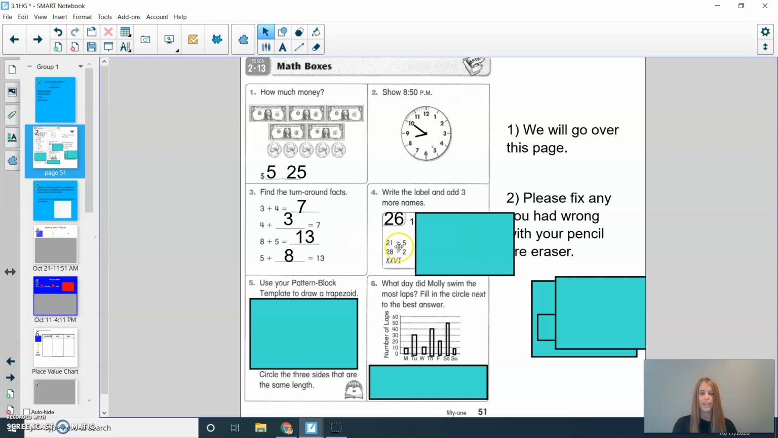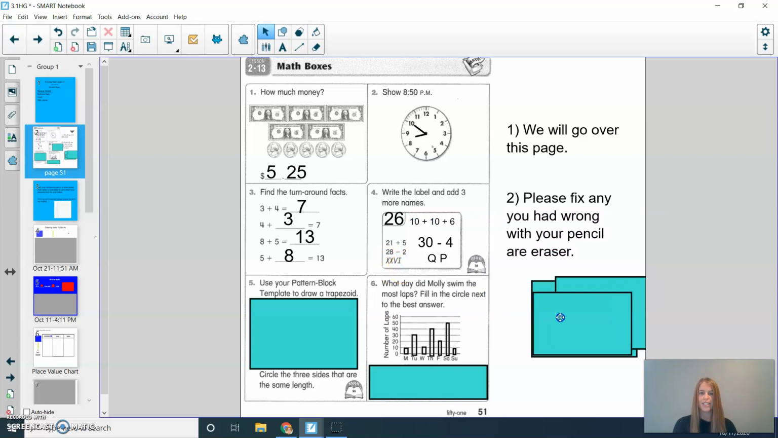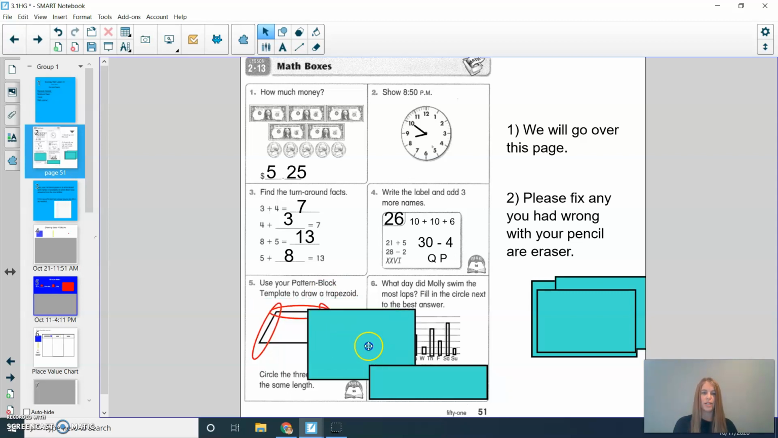For question 4, write the label and add 3 more names. They gave us 21 plus 5, which was 26, 28 minus 2, which was 26, and then they also gave us the Roman numeral for 26. So we know our name is 26. The 3 numbers I chose to add were 10 plus 10 plus 6, 30 minus 4, and then a quarter plus a penny. There are lots of different ways to make 26, so you maybe had completely different answers than me, and that's okay.